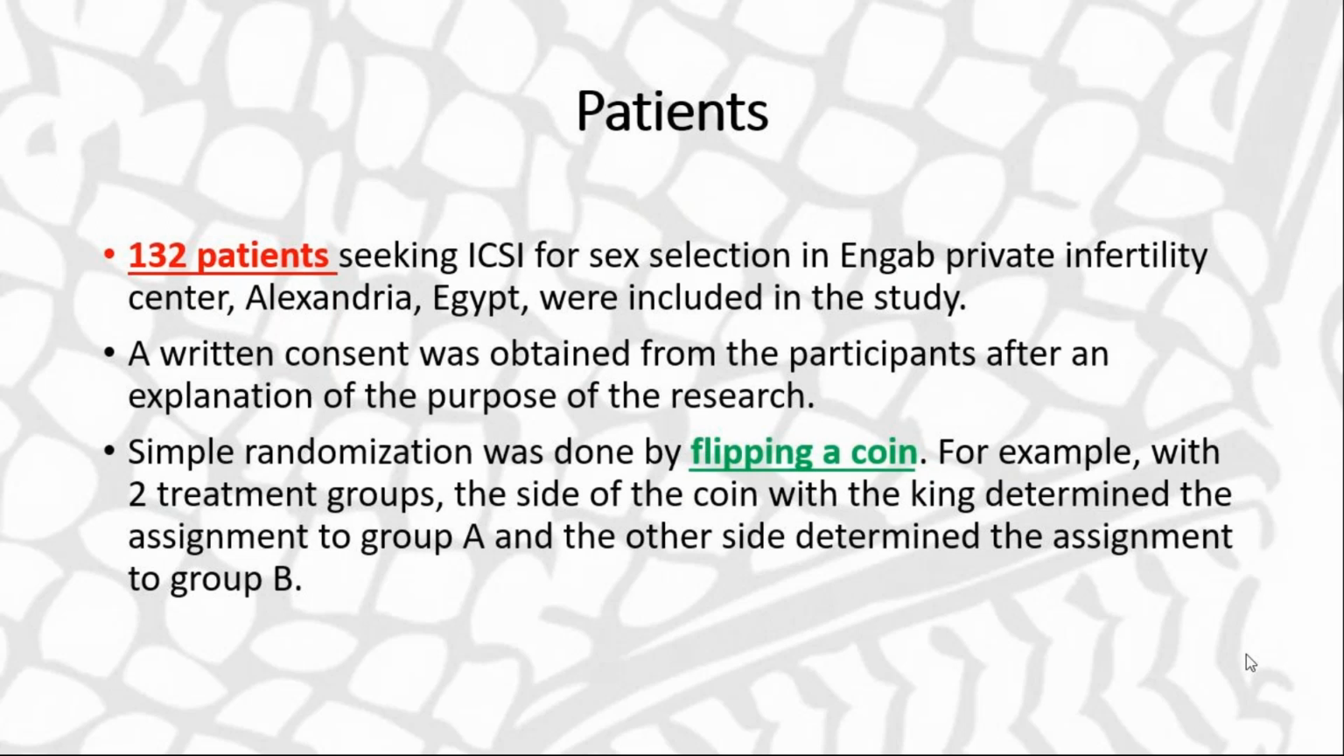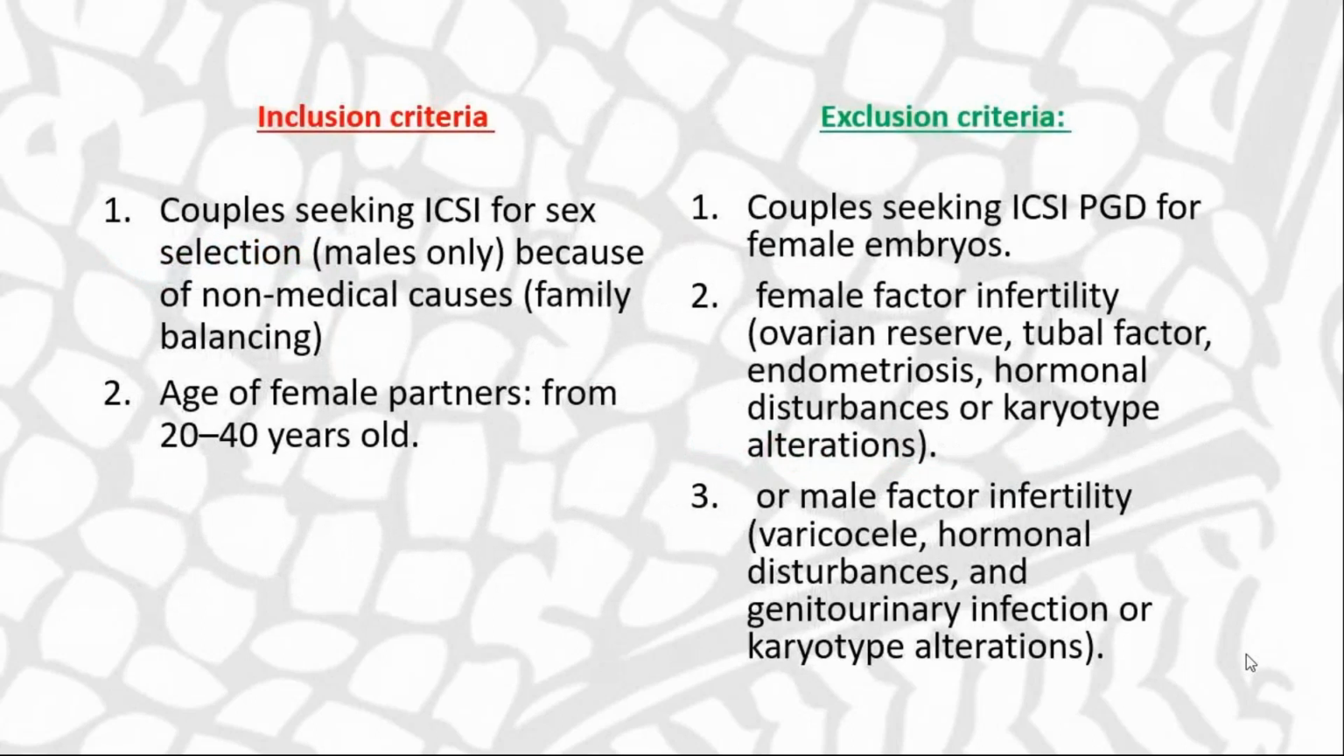The inclusion criteria: couples seeking XC for sex selection for males only, and the age of the female partner from 20 to 40 years old. The exclusion criteria were couples seeking XC for sex selection for female embryos, and couples seeking XC for medical causes like female factor infertility and male factor infertility, etc. Next.